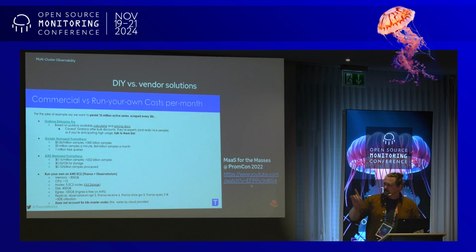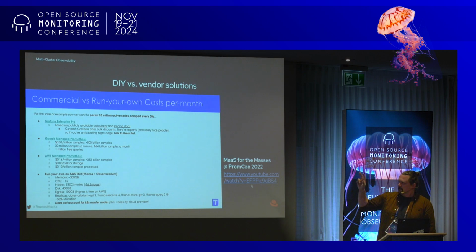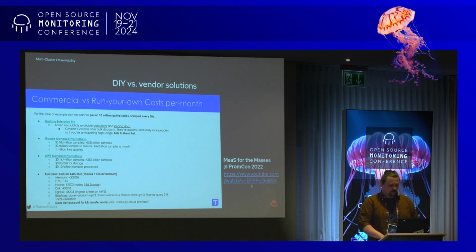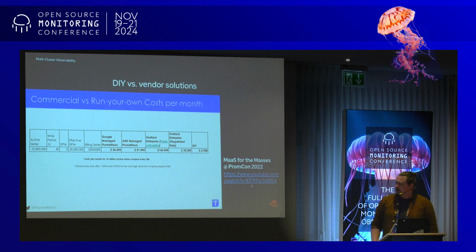So this was for the question of running 10 million active series and scraping them, which are scraped every 30 seconds, and comparing the infrastructure need. On the bottom, you see the need for this for us on AWS: 300 gigabytes of memory, 15 CPUs, 5 nodes, 400 gigabytes of disk. Doesn't feel like so much. So this is the cost comparison.